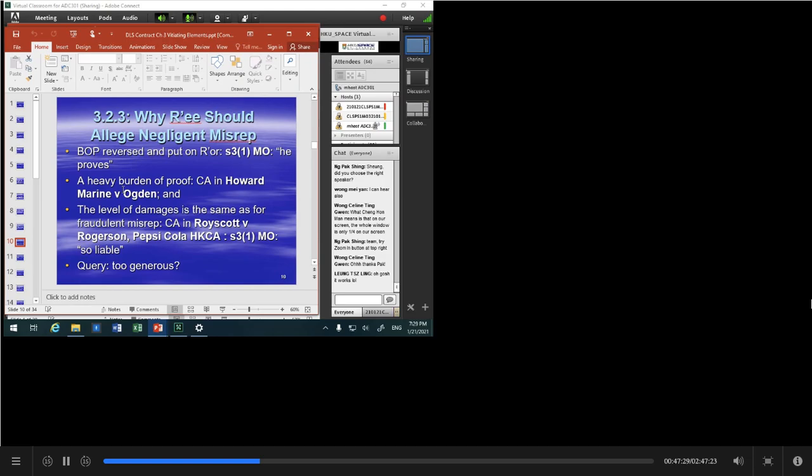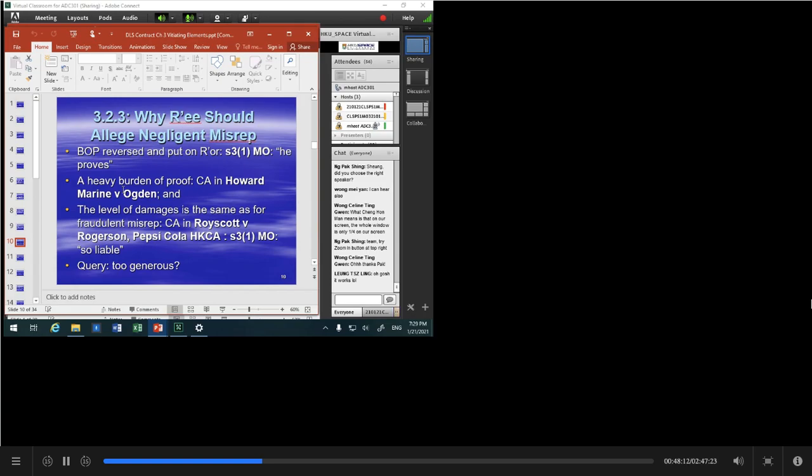"He proves" means the burden of proof is put on the representor. The representor then has to prove he's not negligent, and that could be difficult. And it's a heavy burden of proof, as shown by Howard Marine and Ogden, and the words "so liable" mean that the level of damages is the same as for fraudulent misrep. So everybody thinks perhaps the law has gone too far the other way. Before the legislation, the law was a bit tough on anybody who was claiming misrepresentation. But now everybody thinks the law has gone too far, and isn't it too generous now towards a person claiming misrepresentation? Okay, good.